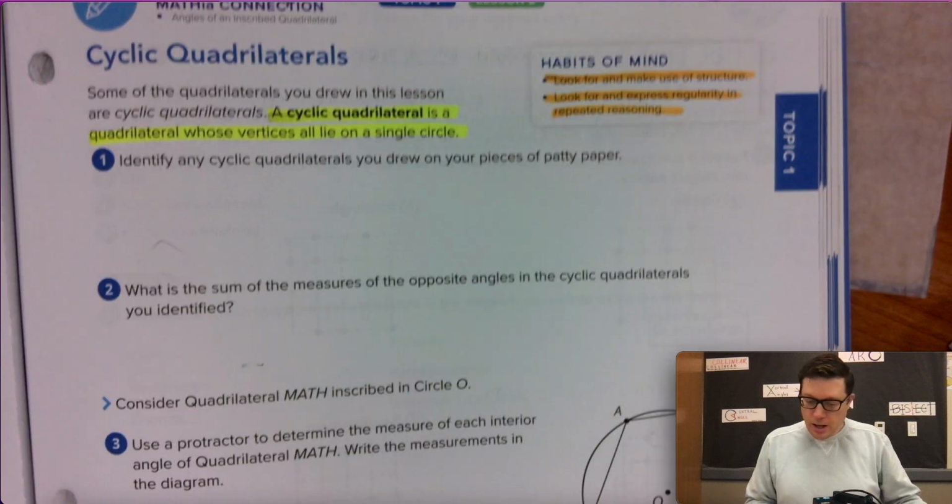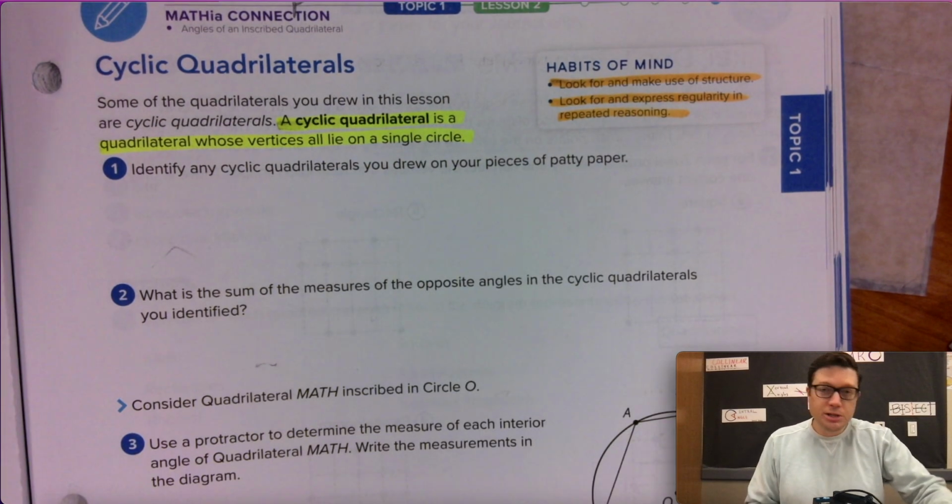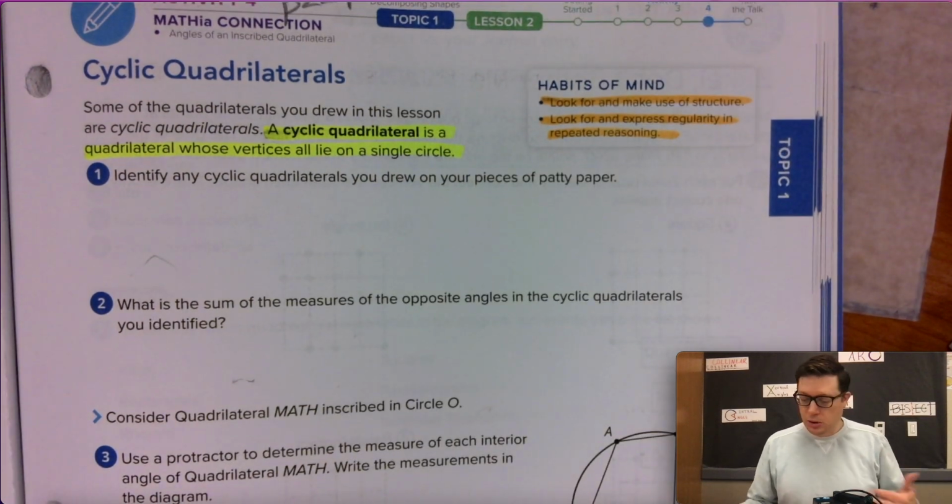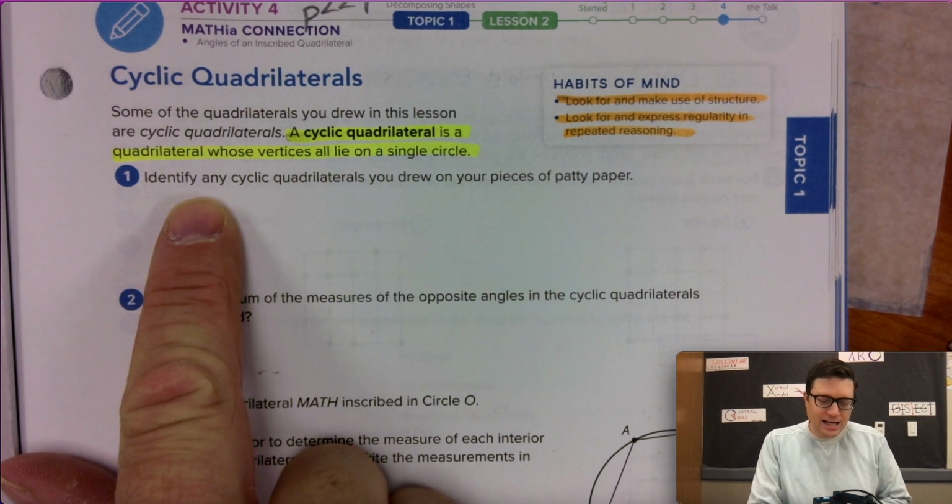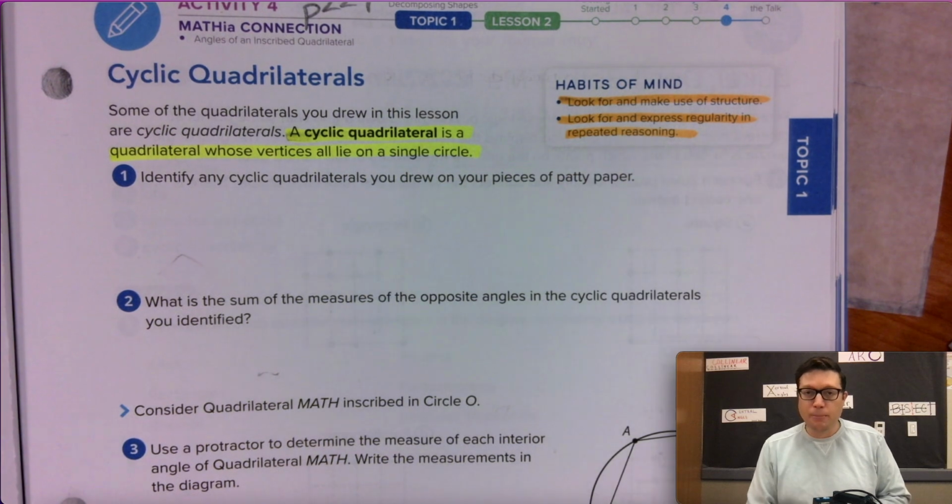Page 227. You're probably going to need a protractor to finish it out. You're going to need some paper, pencil, patty paper. And then we're also going to need to flip back a couple of pages to answer some of these questions. Let's start with number 1. Identify any cyclic quadrilaterals you drew on your piece of patty paper.